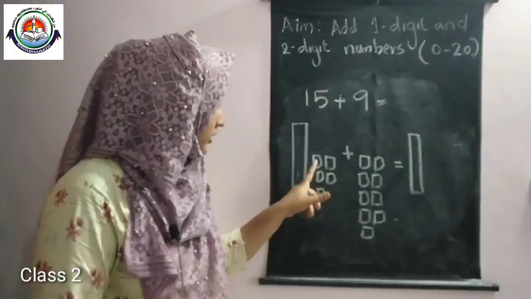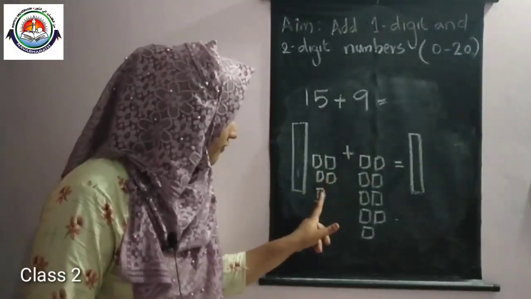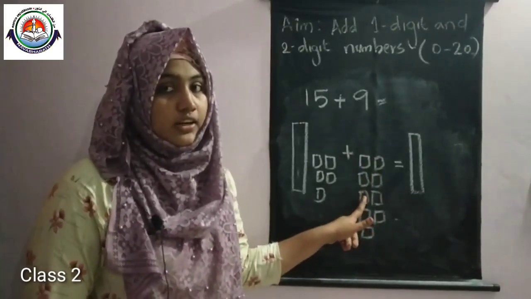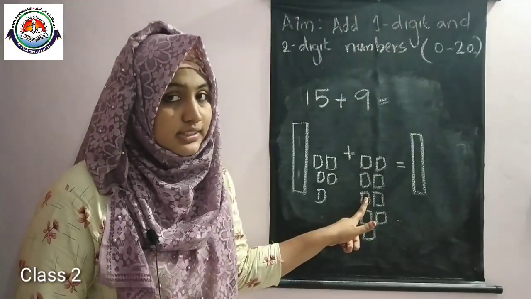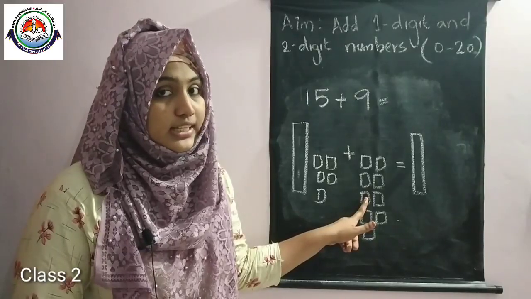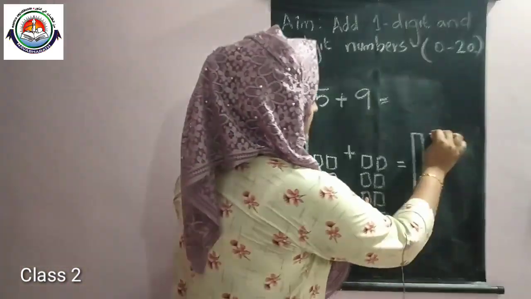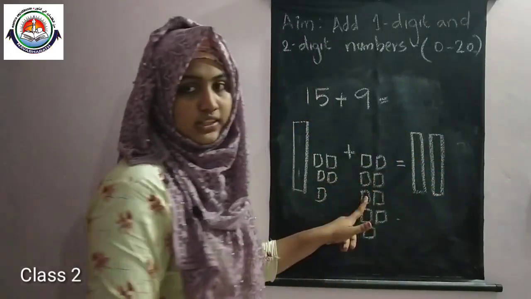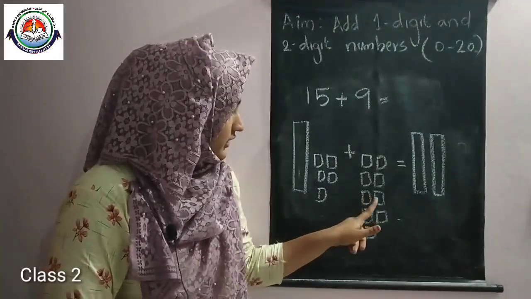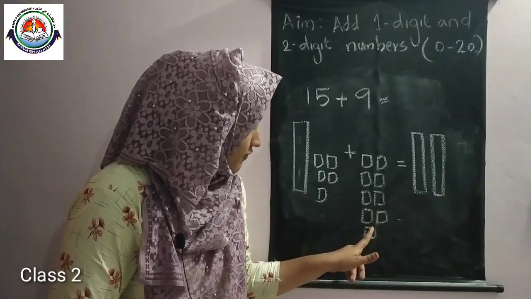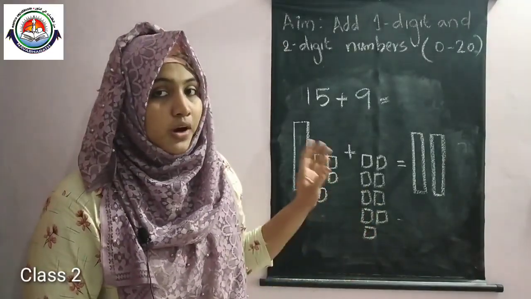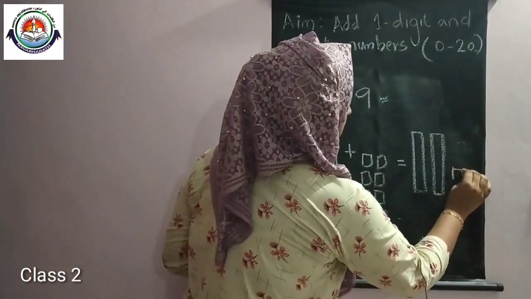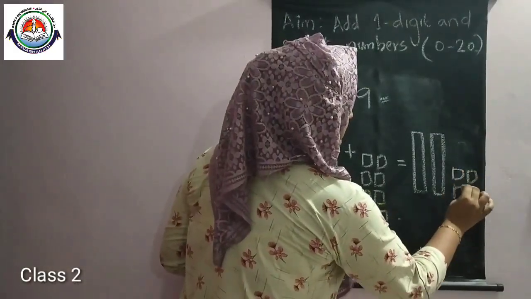So we can put 1, 2, 3, 4, 5, 6, 7, 8, 9, 10. We can put all these 10 ones blocks together and we will get 1 tens block. Then after that, 4 small squares are left. Then we can draw 4 small squares like this.